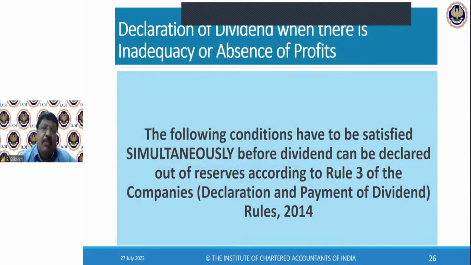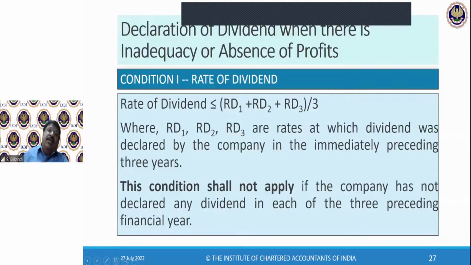Welcome back from your well-deserved break. Moving on with the topic, declaration of dividend. When there is inadequacy or absence of profit, you have to satisfy three conditions simultaneously. Let us see these conditions, understand them, and then apply them. Right? First condition, rate of dividend, condition 1.